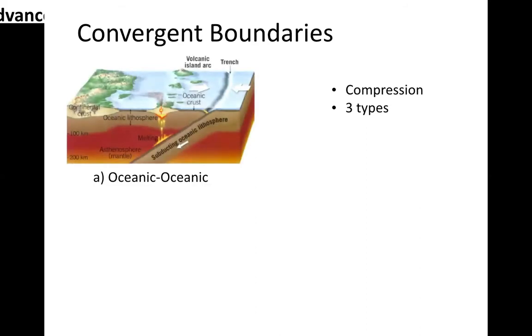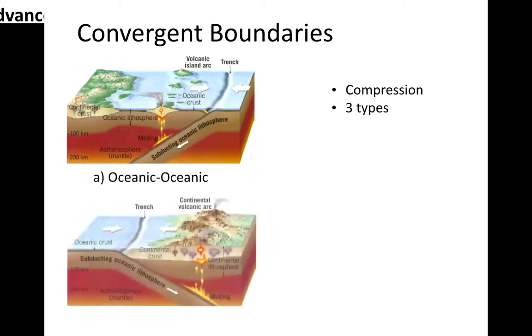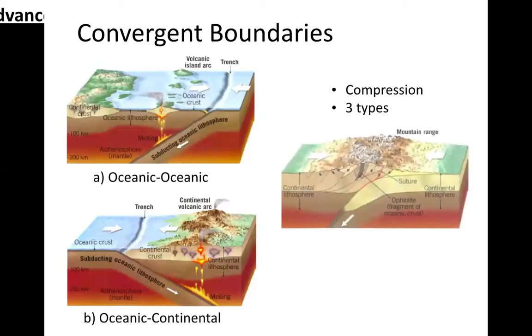Convergent boundaries occur in regions of compression, and there are three primary types. We have oceanic-oceanic, where both converging plates are composed of oceanic lithosphere. Oceanic-continental, where one plate is composed of oceanic, while the other is composed of continental lithosphere. And then we have continental-continental, where both converging plates are composed of continental lithosphere.